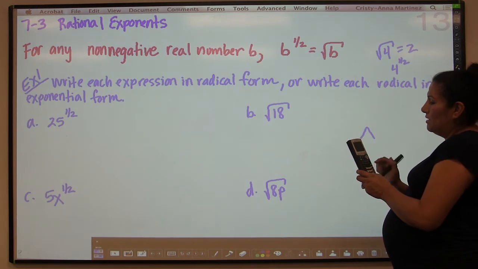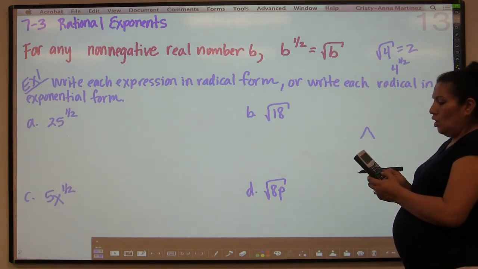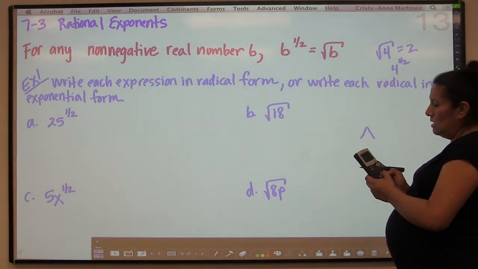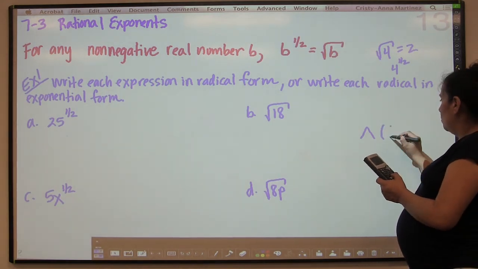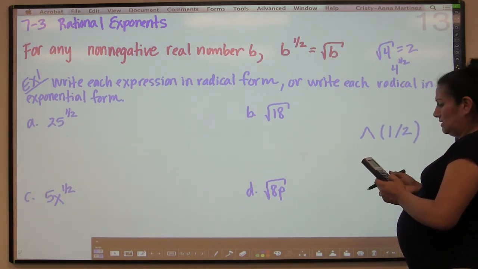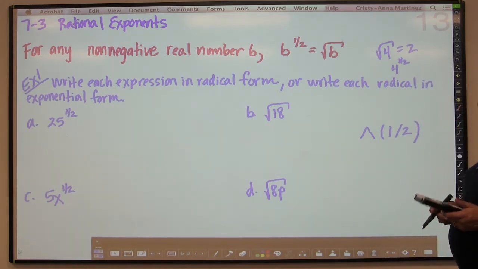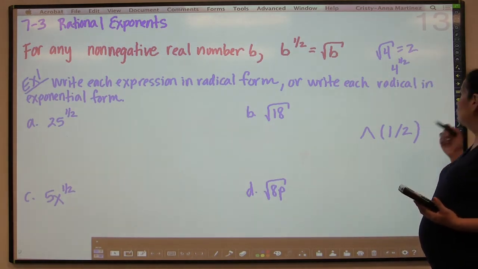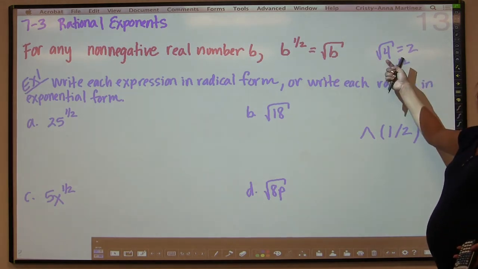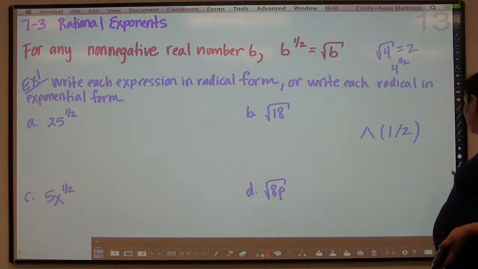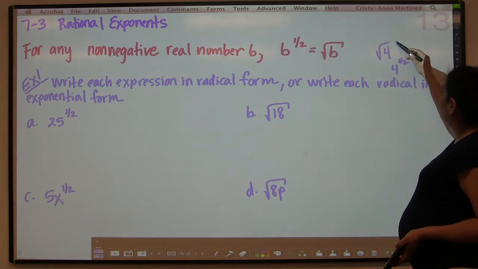So you use that button, and then you use your parentheses, which are to the left of your division button. And so you put a parentheses 1 divided by 2 close parentheses, which is basically saying 4 to the 1/2 power. And when you hit enter, you will get the answer 2, which is the same as the square root of 4, which is 2. So that's just there to kind of demonstrate to you that it's the same thing.